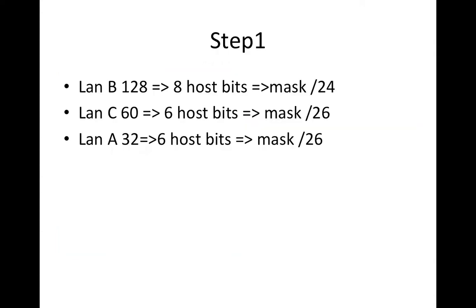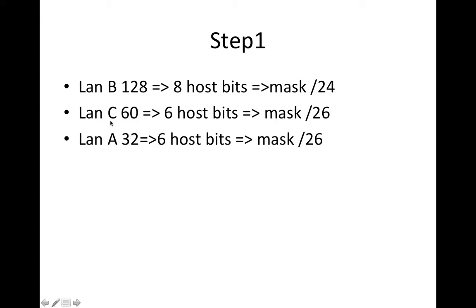So now, using the previous table, I know that to have 128 IP addresses available for the hosts, I need 8 bits in the host portion. Therefore, the subnet mask would be /24.